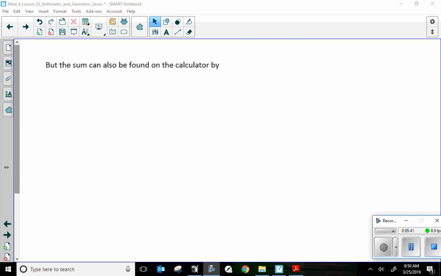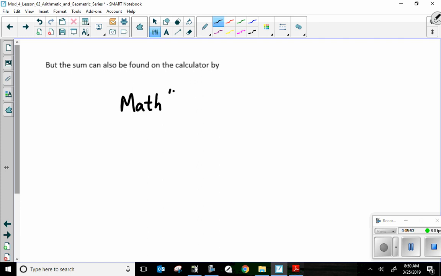Now, as a little snippet, we can use the calculator to add up or find the sum of a sequence. If I press, and I will show you this in 1 second, the math button, then press 0.